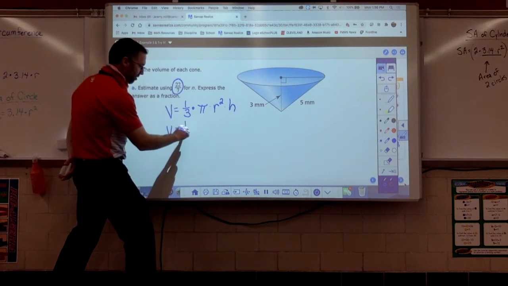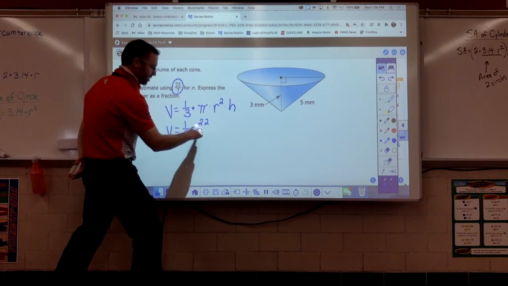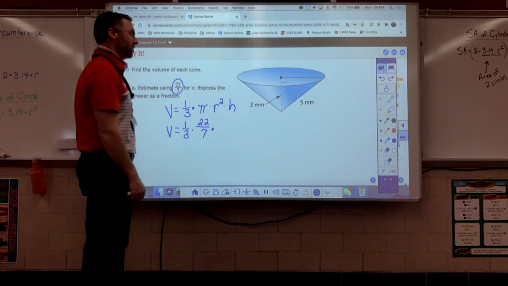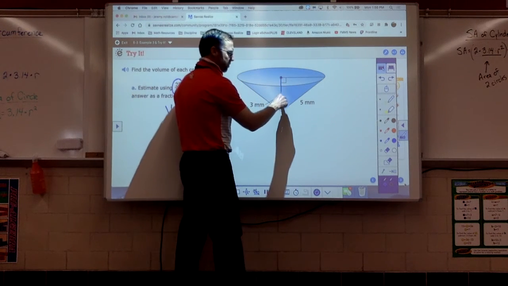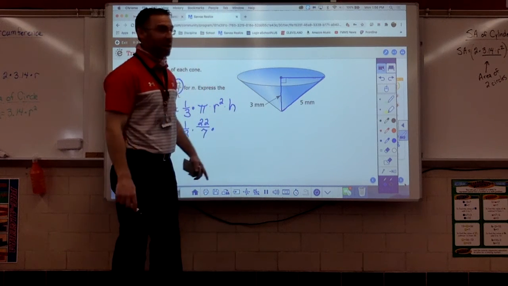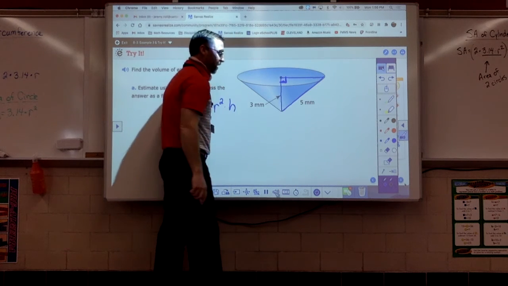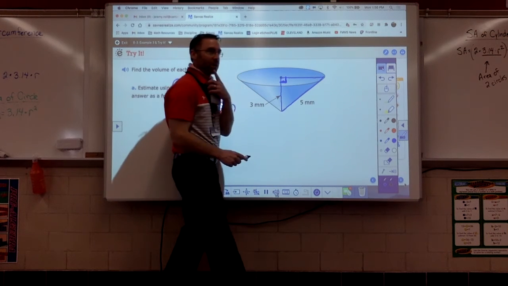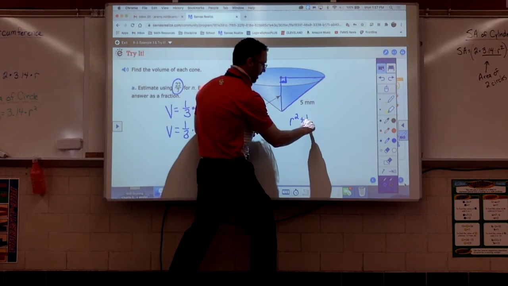Okay, 1/3 times, they say use 22/7 for pi, so 22/7 times the radius. Oh no. We don't have the radius. Wait a second. This is what example 2 was telling us to do. But we do have what type of shape? A triangle. That's right. More specifically, a right triangle, where we know one of the legs and we know the hypotenuse. So we know one leg, we know one hypotenuse. Do you want to use the R and the H?